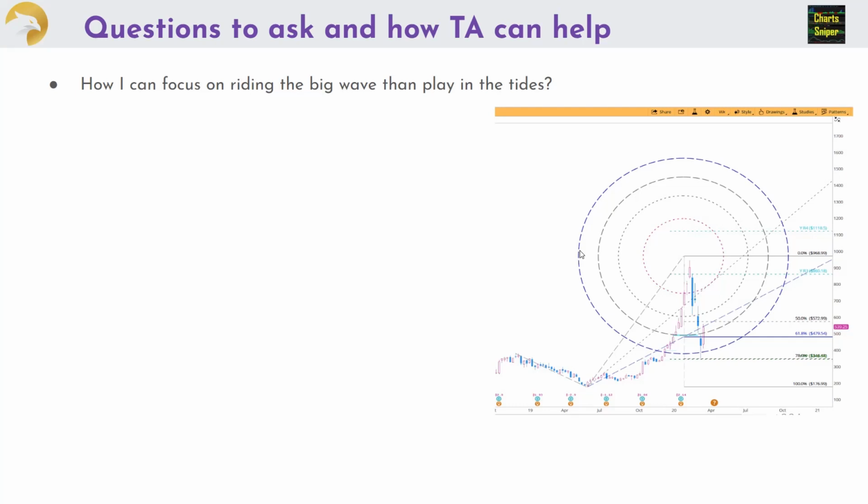A lot of day traders focus more on the small waves that come at the beach. And if you are so engrossed in those small waves and looking only at the small waves, you might miss riding the big wave. So it's very important to understand how to ride the big wave and also how to ride the small waves under it. Multi-time frame analysis, looking at the chart for multiple time frames, will help in that matter.